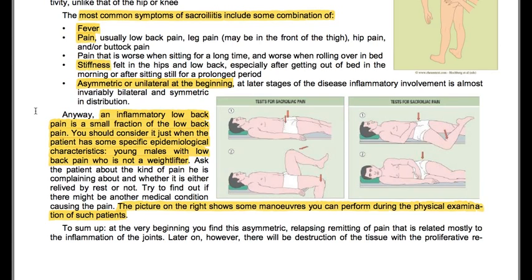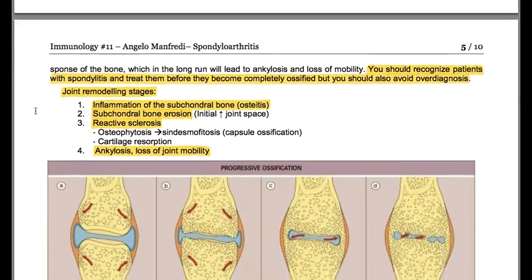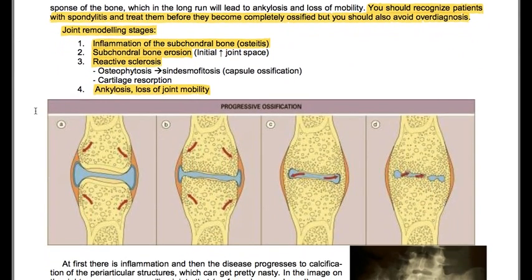To sum up, at the very beginning you find this asymmetric, relapsing, remitting pain that is related mostly to the inflammation of the joints. Later on, however, there will be destruction of the tissue with the proliferative response of the bone, which in the long run will lead to ankylosis and loss of mobility. You should recognize patients with spondylitis and treat them before they become completely ossified, but you should also avoid overdiagnosis.